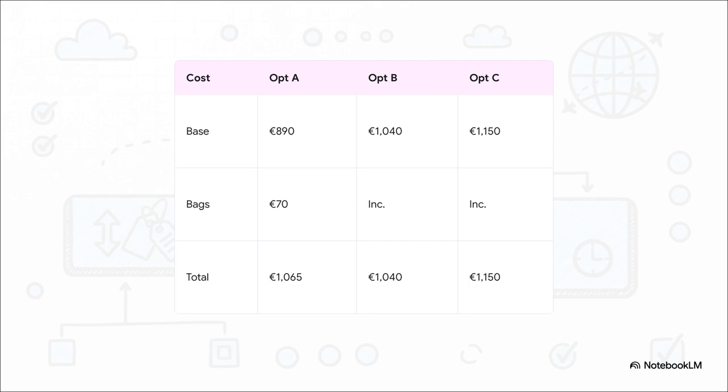But wait, add a 23-kilogram bag for 70 euros, a 35 euro advanced seat selection fee, a 2% card fee, and maybe a 50 euro secondary airport transfer, suddenly that supposedly cheapest option balloons to a true total of 1,065 euros. Meanwhile, another option that looked a bit more expensive upfront at 1,040 euros, but actually included all those extras, is secretly the cheaper, smarter choice. You have to actively deconstruct those headline fares.